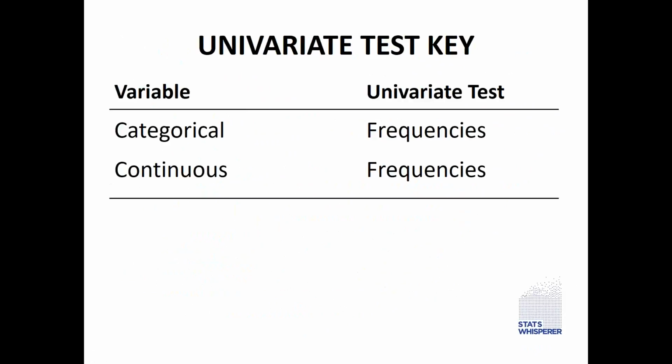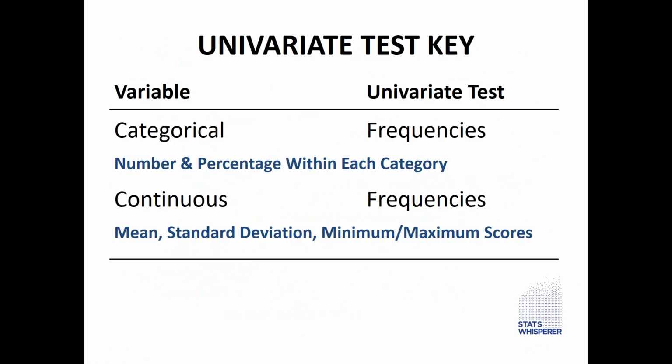It's also called descriptive analysis because we're describing the variables. All right, so here we have our good old univariate test case. What does it tell us? That for the variables on the left, be they categorical or continuous, the univariate test to use is the frequencies. Specifically, when it's categorical, we're presenting our number and percentages within each category. And when it's continuous, we're presenting the mean, the standard deviation, the minimum, maximum scores, etc.